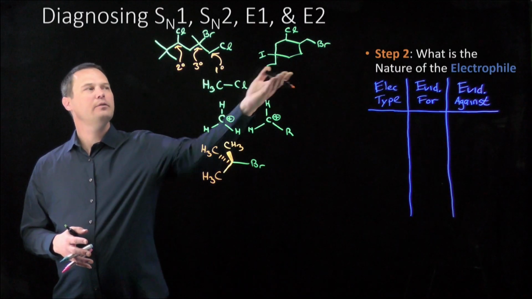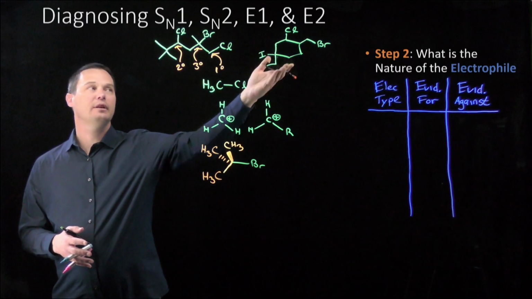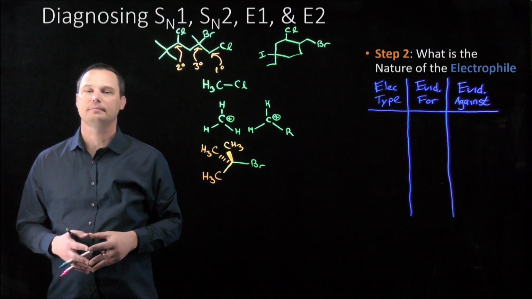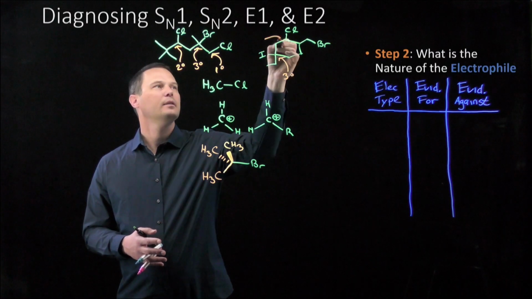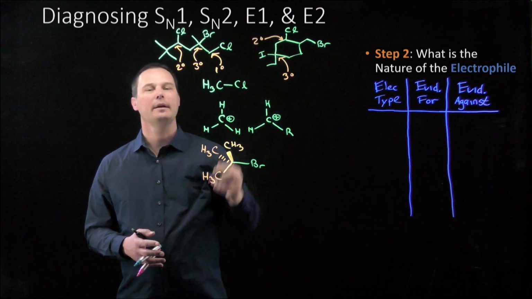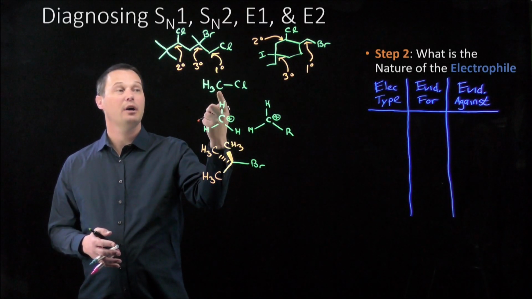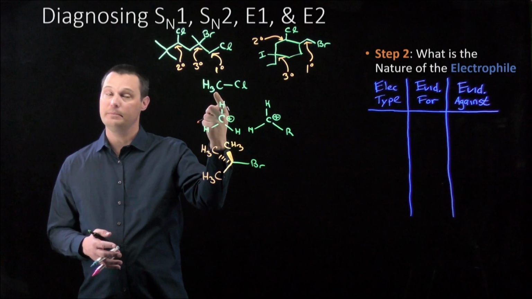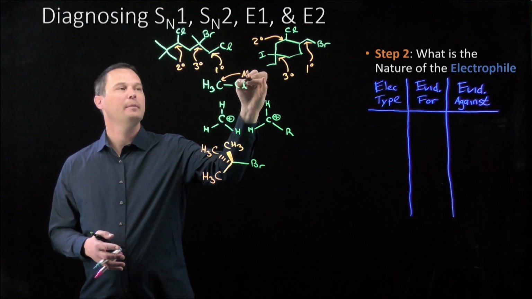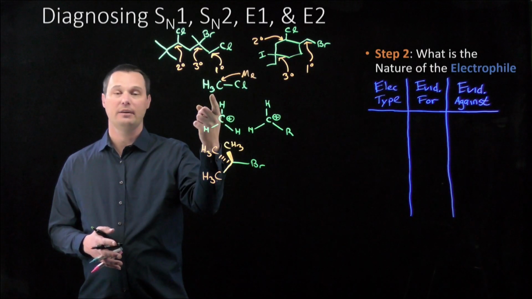Pause the video, see if you can identify the degrees of substitution for the electrophiles in this molecule. This iodide is a tertiary iodide, this chloride is a secondary chloride, and this bromide is a primary bromide. Now, when the leaving group is attached to a carbon that's not attached to any other carbon, we call this type of electrophile a methyl electrophile. The leaving group is attached to a methyl group.